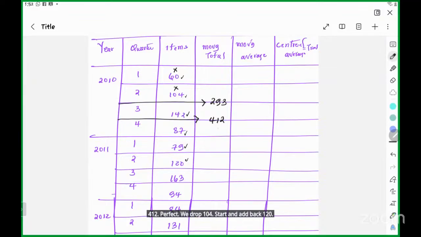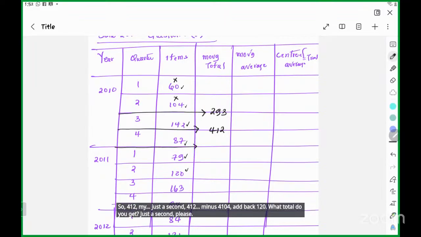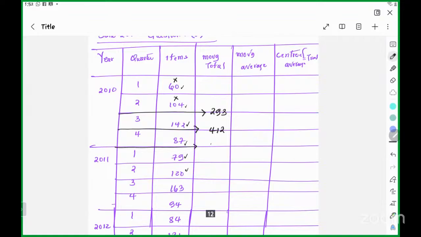So 412 minus 104, add back 120. What total do you get? Just a second, please. 428. Please go ahead, the lady asking.